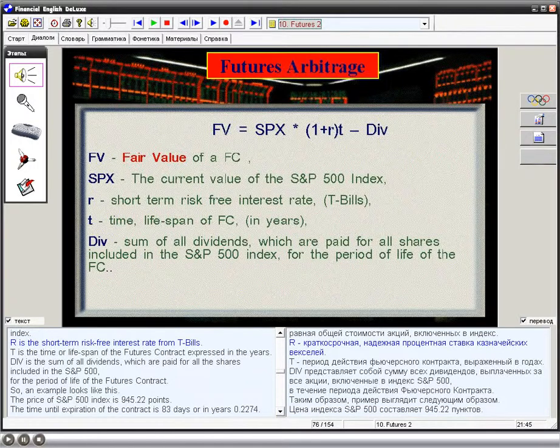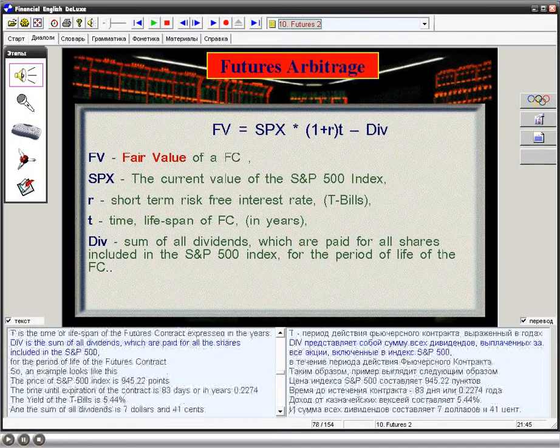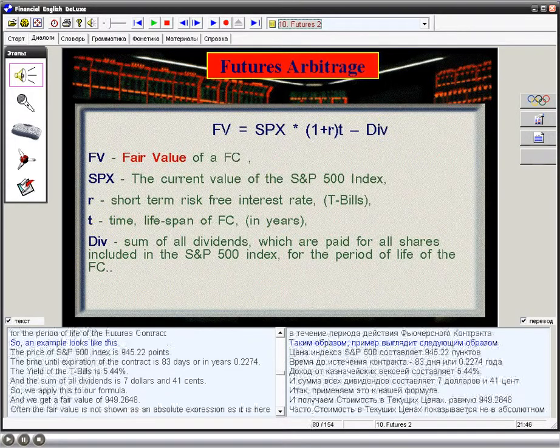R is the short-term risk-free interest rate from T-bills. T is the time or lifespan of the futures contract expressed in years. DIV is the sum of all dividends which are paid for all the shares included in the S&P 500 for the period of life of the futures contract.